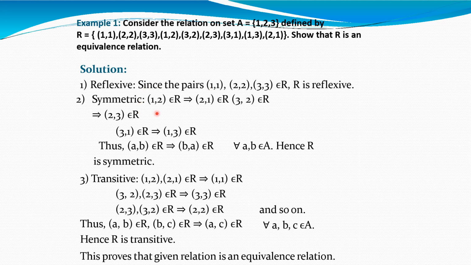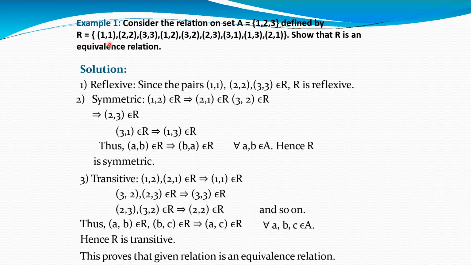Now second is symmetric. Now for a symmetric relation, for the pair (a, b) in R, check for the pair (b, a). So for every pair (a, b), if (b, a) is also present in R, then the relation is symmetric. So just check whether every pair and its reverse pair is present in R or not. Now for (1,1), (2,2), (3,3), obviously the reverse pair is itself.